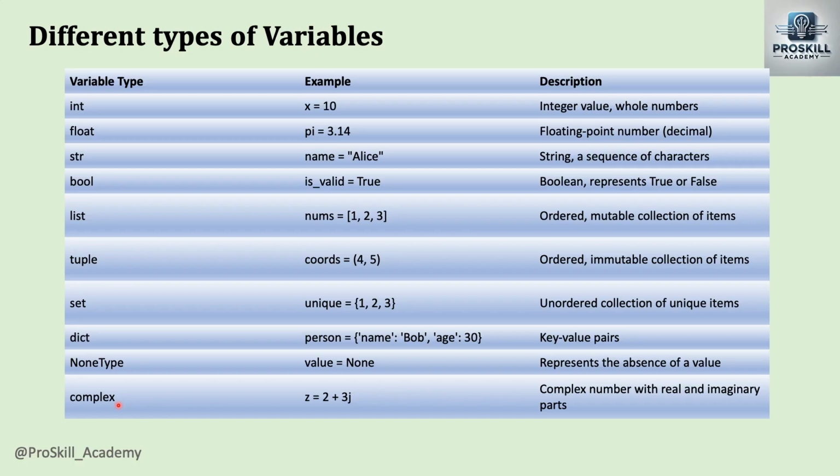Now, as we know, there is something called a complex type in mathematics. Even Python supports that. What we can say about the complex type is that it's basically a complex number with a real and an imaginary part. So the complex data type is also supported in Python. Now let us switch to the Jupyter notebook and see how we can practically utilize each of the concepts which we have discussed now.